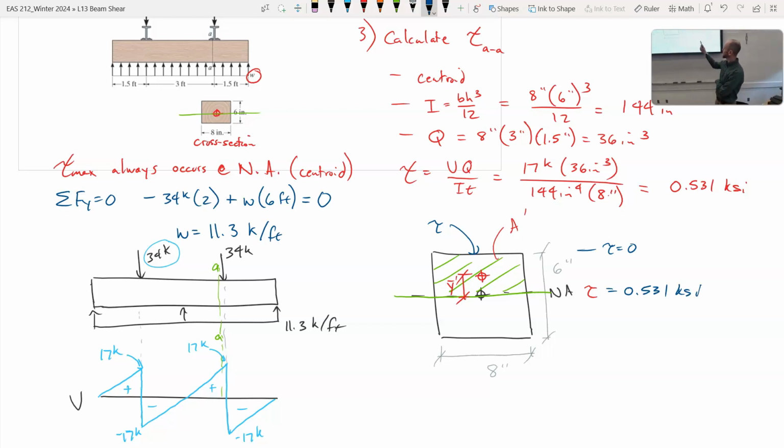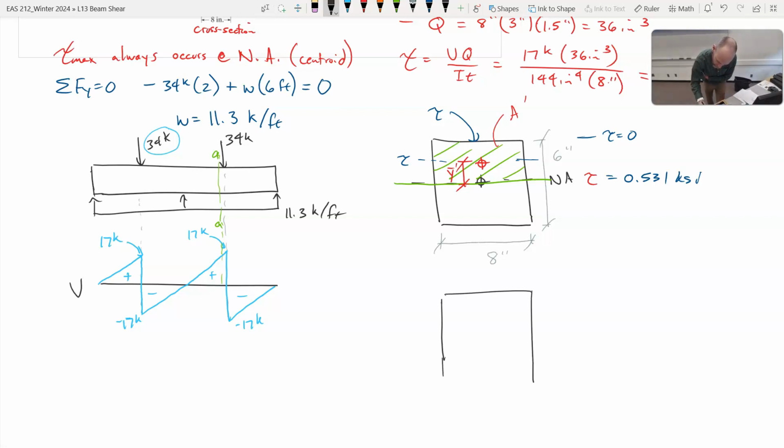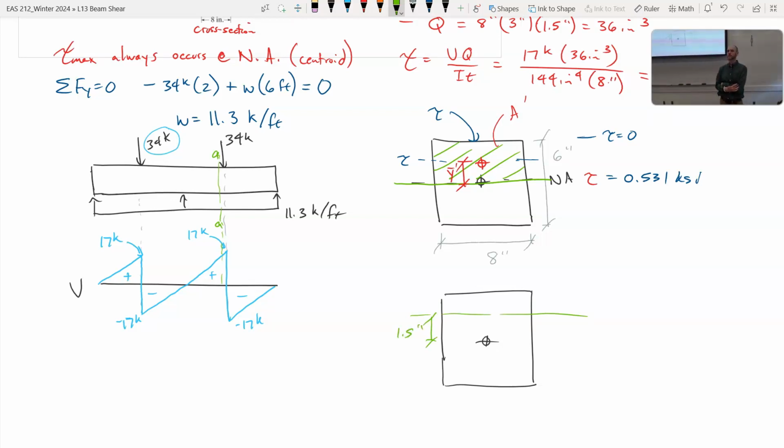What about if we wanted to evaluate tau right there? We wanted to do that, so we're going to evaluate tau right here. This is 1.5 inches. So what are my terms for Q?